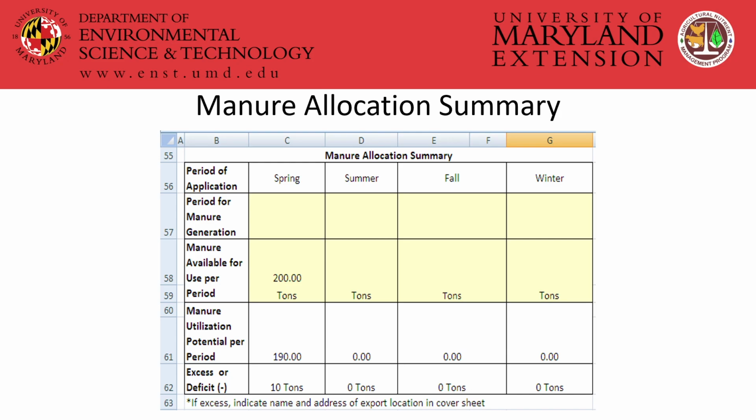Perhaps there's an additional field that they weren't planning to apply manure to that can accept manure. You could add that field. You could try to see if it could handle a higher rate, if that's appropriate for the crop that's growing there, and they could try to up their rate a little bit. Or you could provide a location to export that 10 tons. So there's some options.